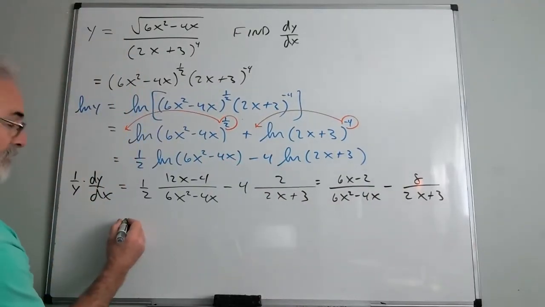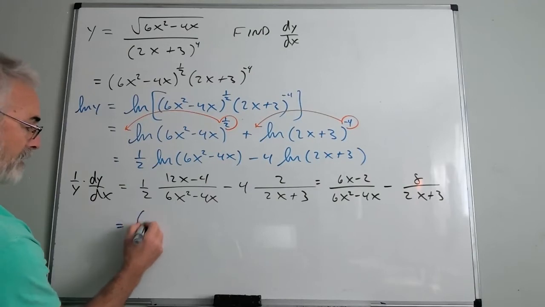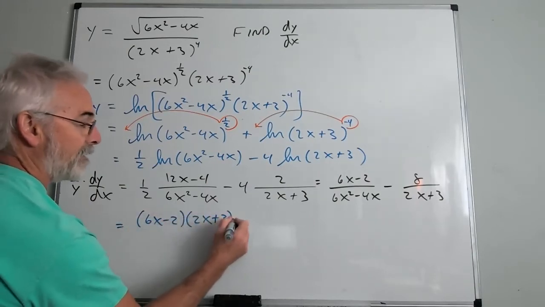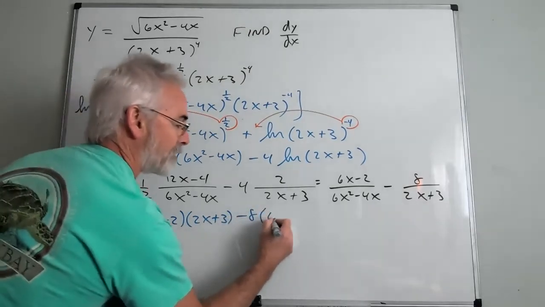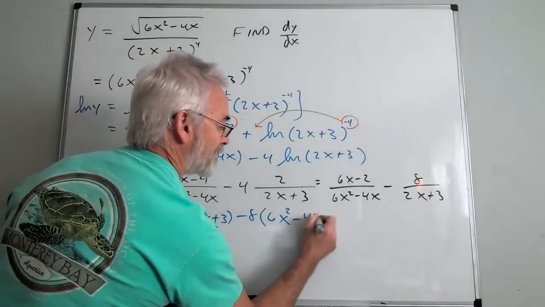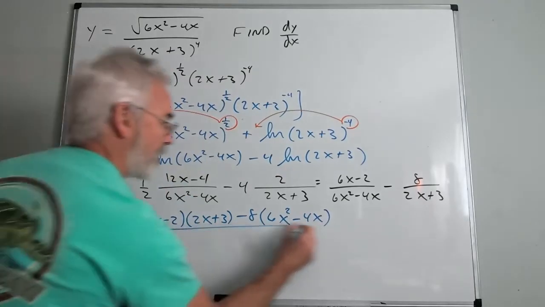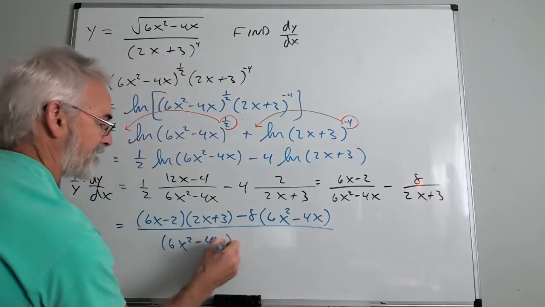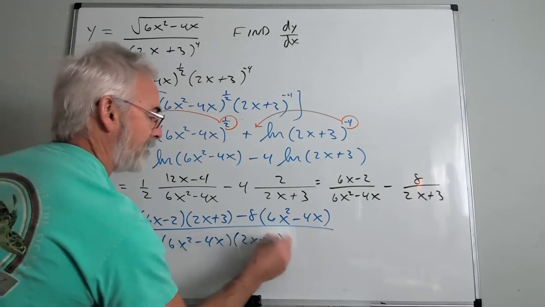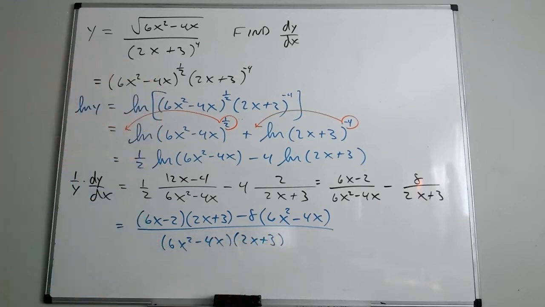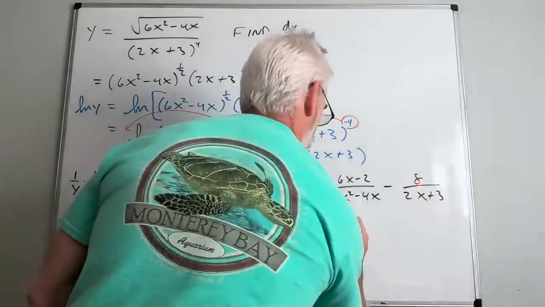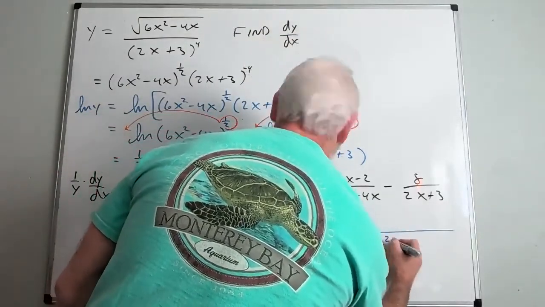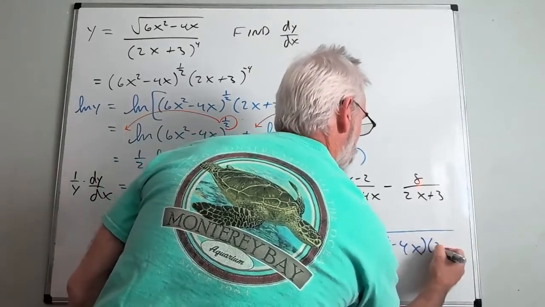So common denominator here means, we're out of room soon, I'm going to have (6x minus 2) times (2x plus 3) minus 8 times (6x squared minus 4x), all over (6x squared minus 4x) times (2x plus 3). So hopefully we don't totally mess this up. I say we're all in this together.